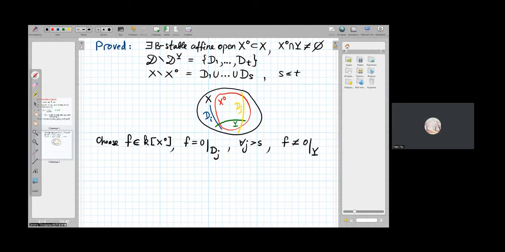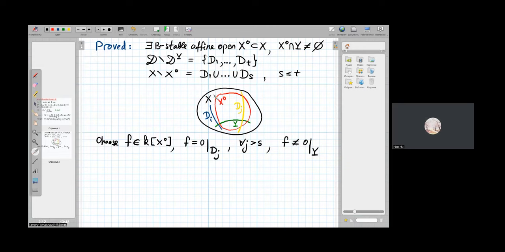So since y is not contained in the union of these divisors, it is possible to find such a function which vanishes on all these divisors but does not vanish on y. How can we choose such a function? Well, this is just by standard arguments from affine algebraic geometry.